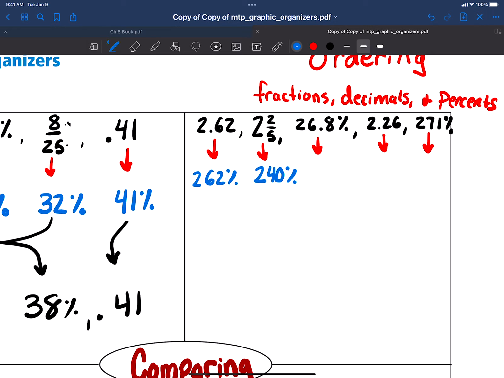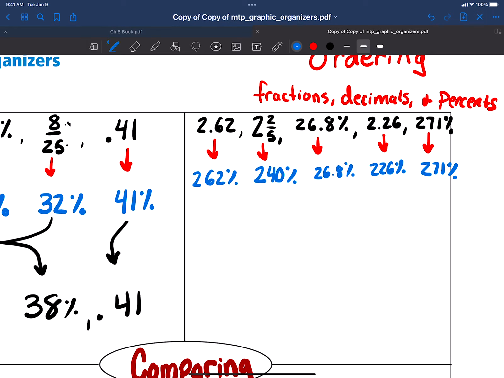Now this one's already in a percent. A lot of kids will mess up and try to move that decimal over 2 places, but this is already 26.8%. It's a little guy compared to the rest, isn't it? The next one is not a percent, so I'm going to move it over 2 places to the right. That would be 226%. Don't get that confused with 262%. And then the last one is a percent as well, so we just get to leave it 271%.